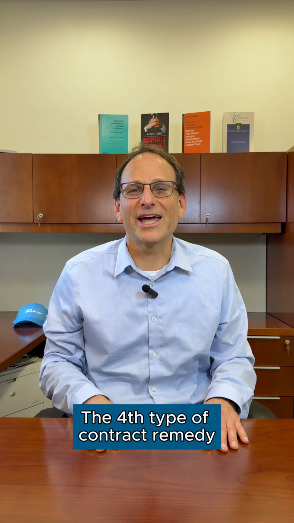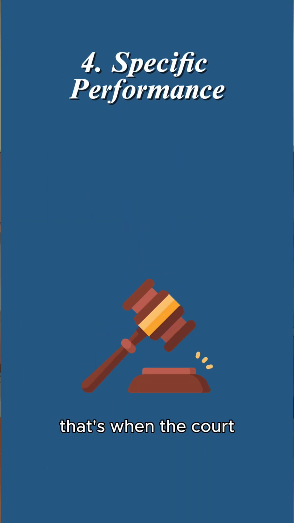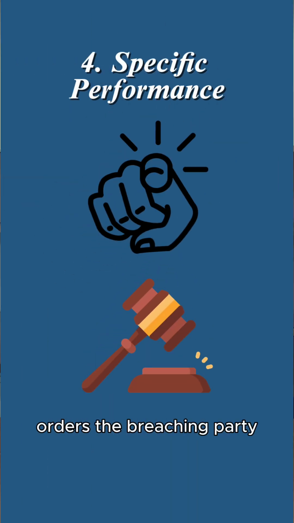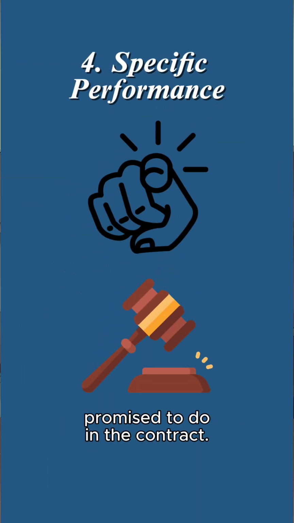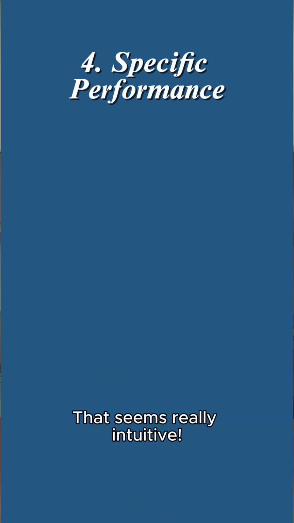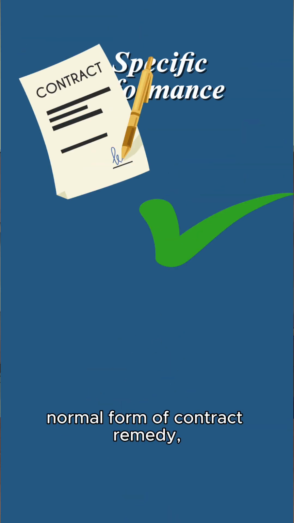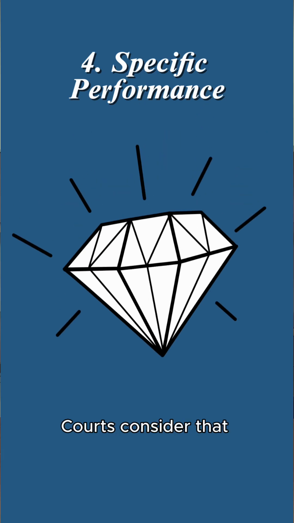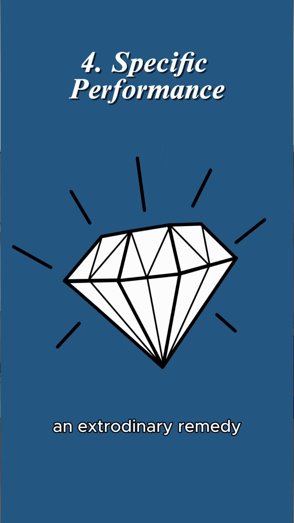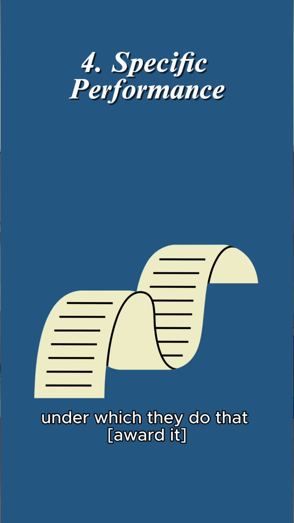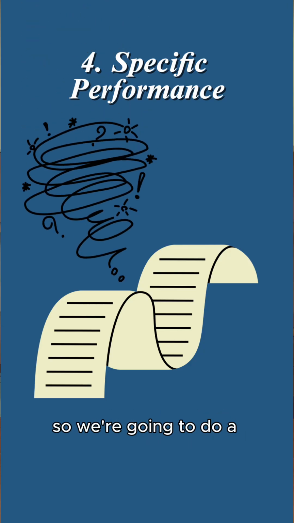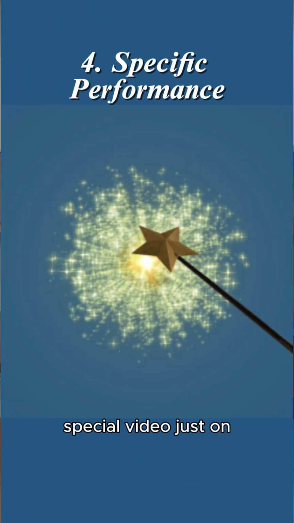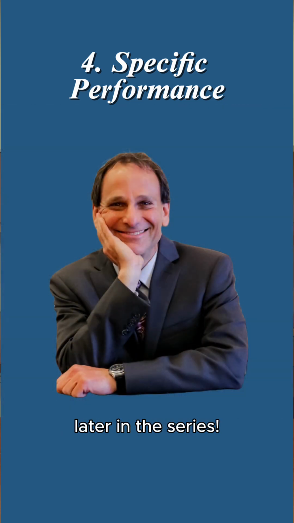The fourth type of contract remedy is called specific performance. That's when the court orders the breaching party to do exactly what they promised to do in the contract. That seems really intuitive, like it should be the normal form of contract remedy, but actually it's rare. Courts consider that an extraordinary remedy, and the circumstances under which they do that are fairly complicated. So we're going to do a special video just on specific performance later in the series.